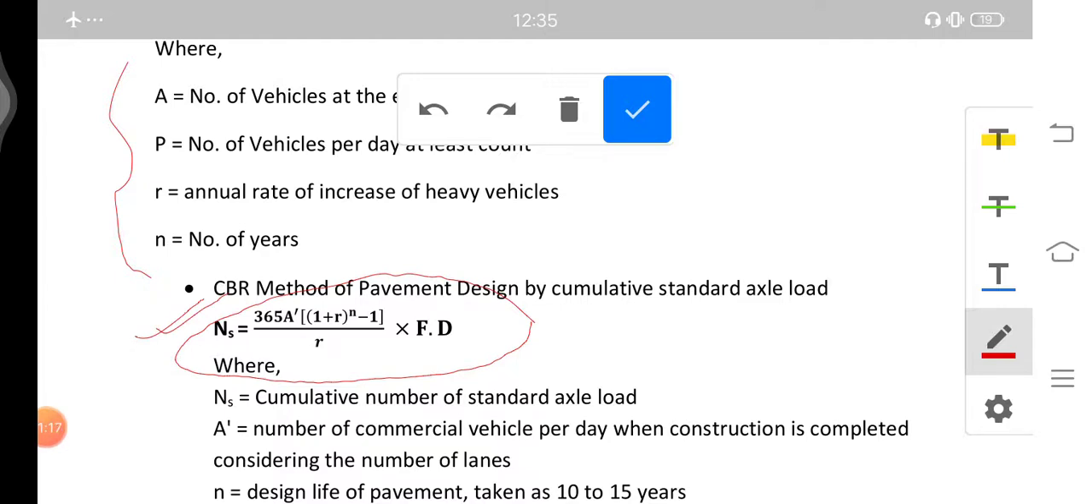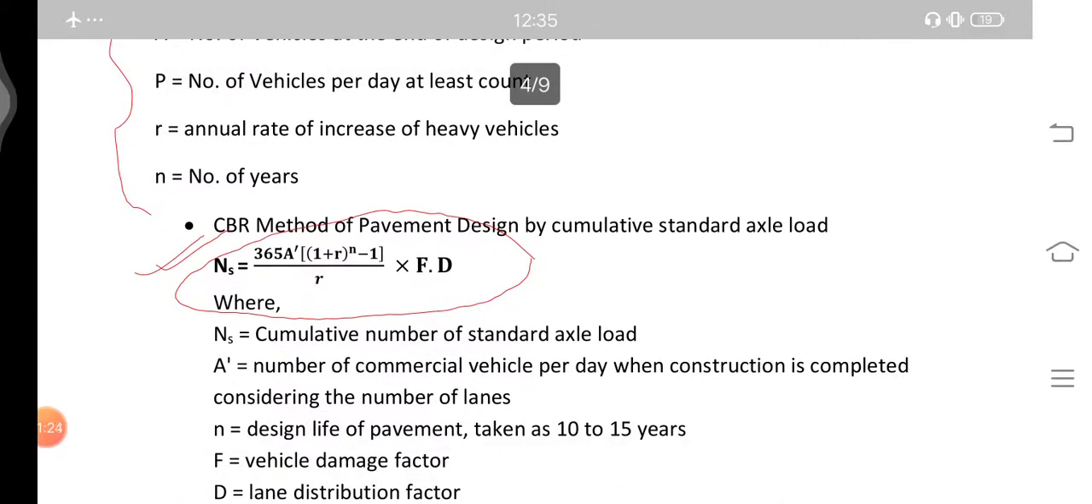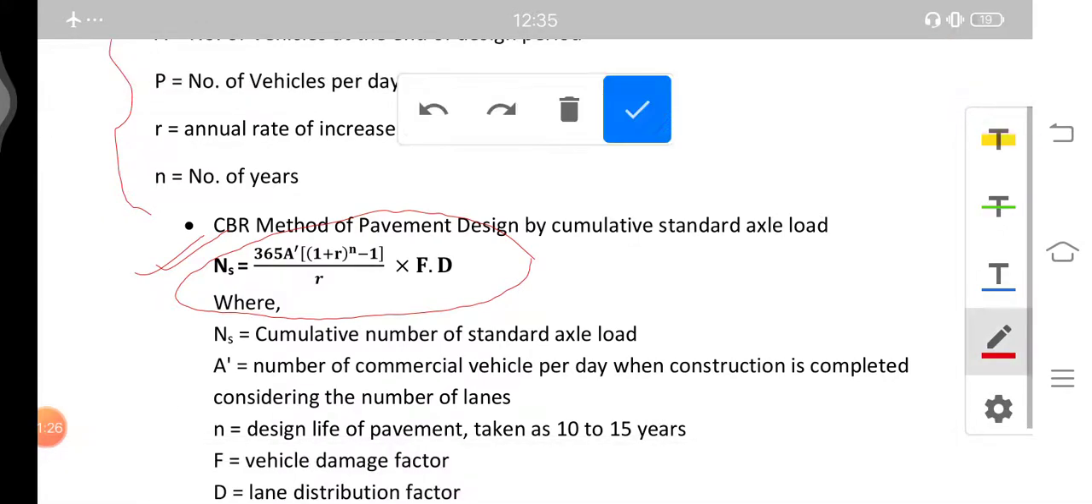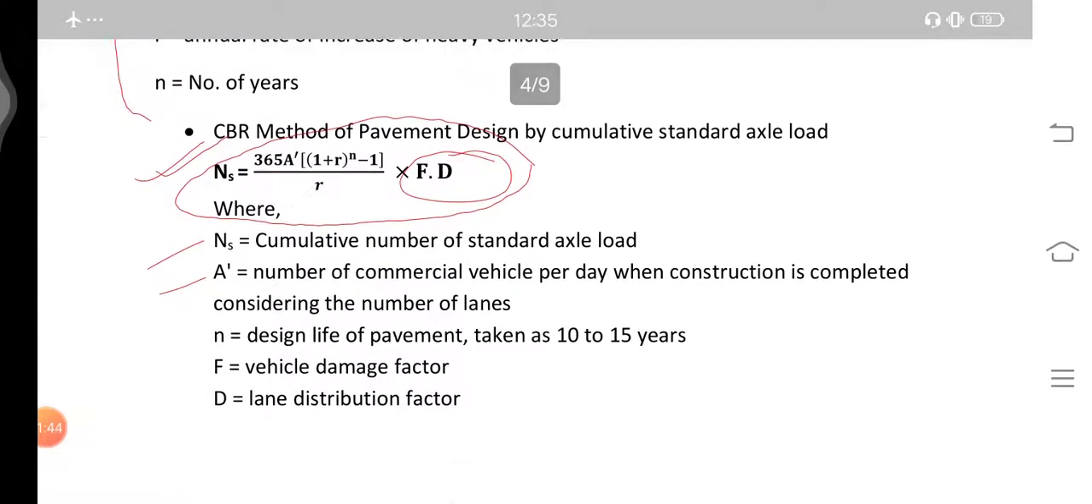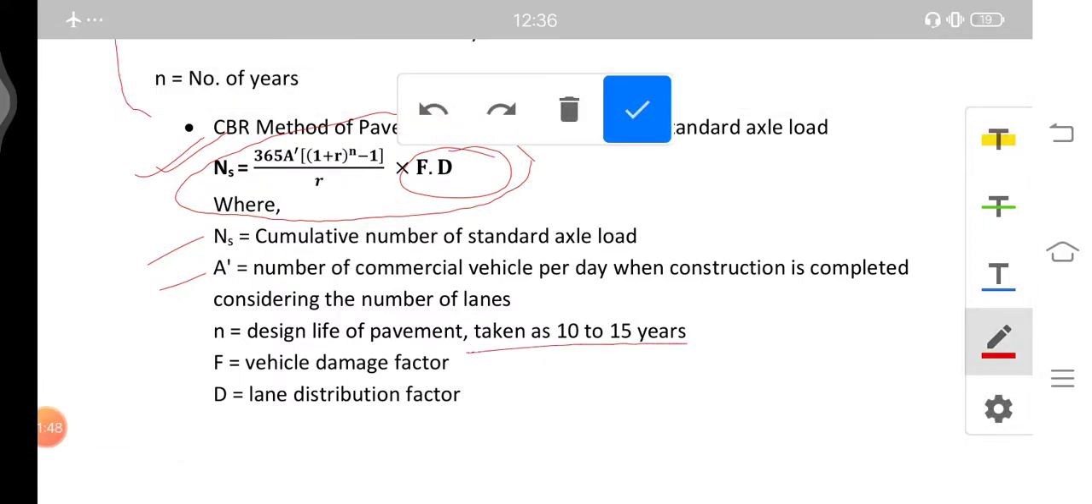NS is the cumulative number of standard axle load, and it is given by 365 A' times ((1 + R)^n - 1) upon R times FD, where A' is the number of commercial vehicles per day when construction is completed, considering the number of lanes. So what is n? n is the design life of pavement, taken as 10 to 15 years.